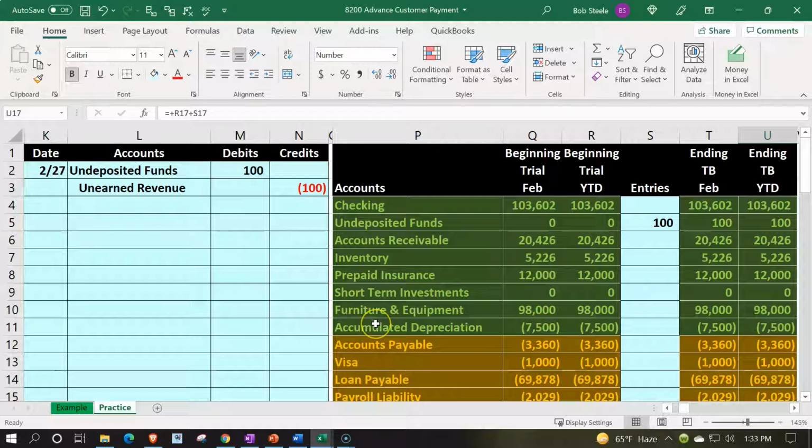Now notice what we don't have here. We don't have any subledger. I'm not recording it anywhere else as I would have to if I assigned the accounts receivable. I'm not tracking the customer. I'm not even saying which customer gave us the money.